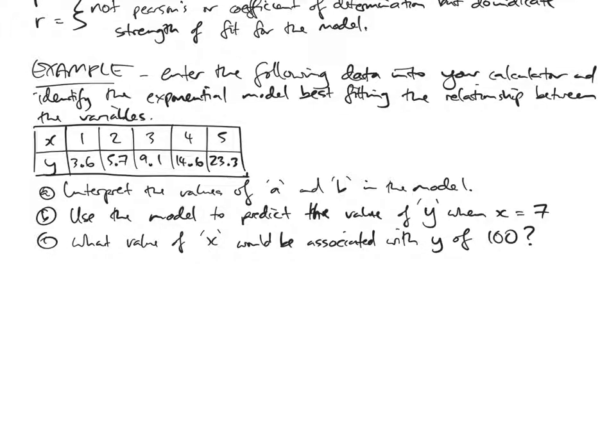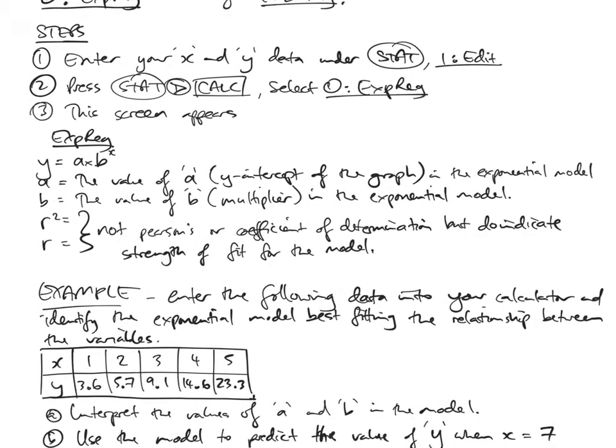So let's run through a question type that you may encounter involving exponential regression. You might be asked to fit a model to a particular set of data and identify the exponential model that best fits the relationship between the variables. So here, x is equal to 1, 2, 3, 4, 5, and the associated y variables are 3.6, 5.7, 9.1, 14.6, 23.3. As explained before, the steps are all the same.